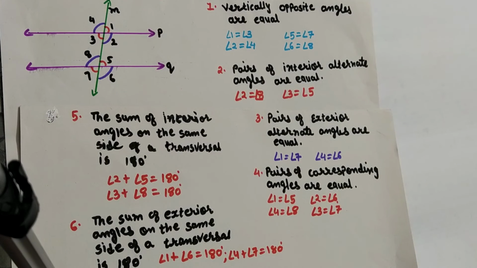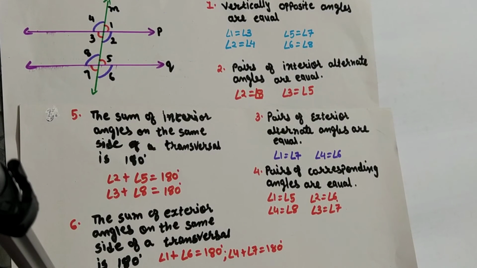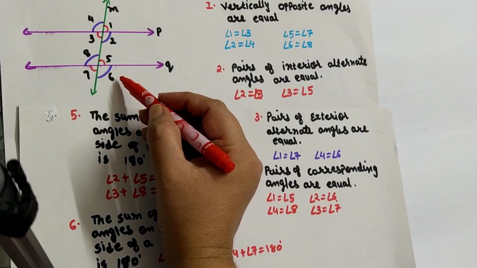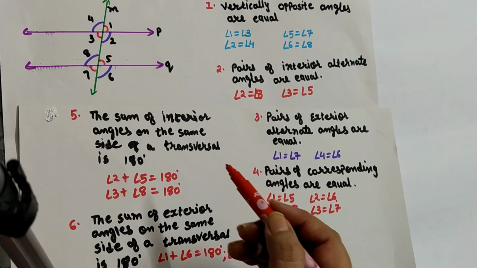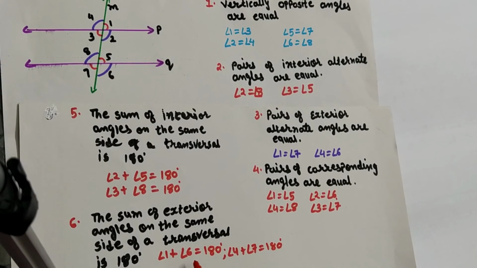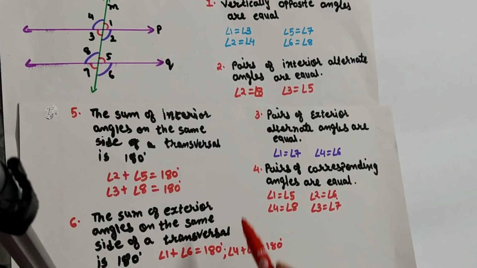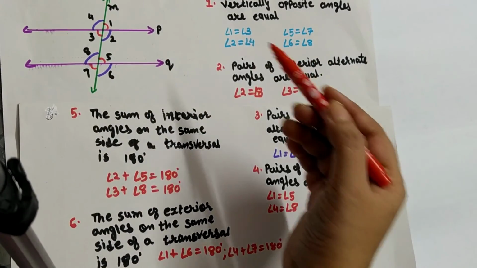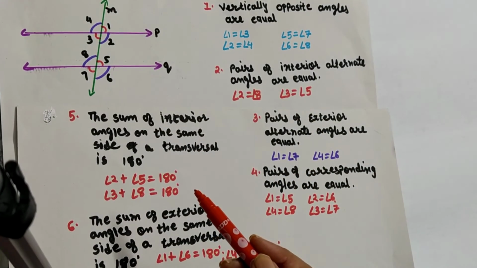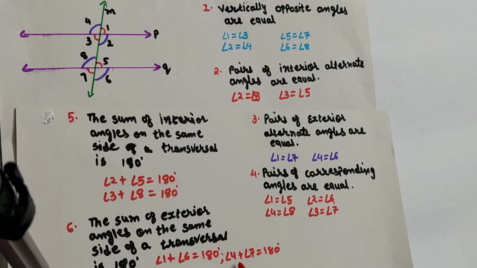The sixth property says that the sum of exterior angles on the same side of the transversal is 180 degrees. Here you can see angle 1 and angle 6. These both angles are exterior angles on the same side of a transversal. It means that angle 1 plus angle 6 is equal to 180 degrees. While on the other side, angle 4 and angle 7 are exterior angles on the same side of a transversal. It means that angle 4 plus angle 7 is equal to 180 degrees.